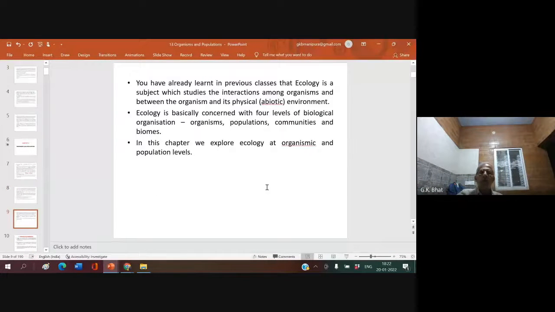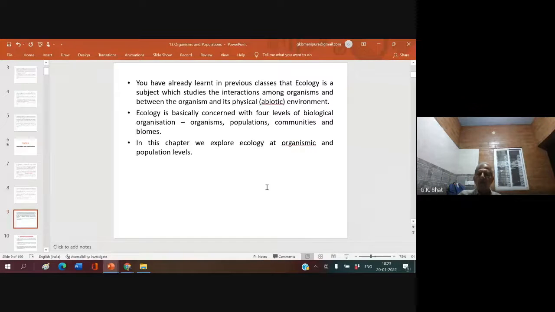You have already learned in previous classes that ecology is a subject which studies the interactions among organisms and between organisms and their physical environment. This is a very important part. This is what at the beginning I think Plessy or Canissa said. Ecology deals with the study of the interaction among organisms.